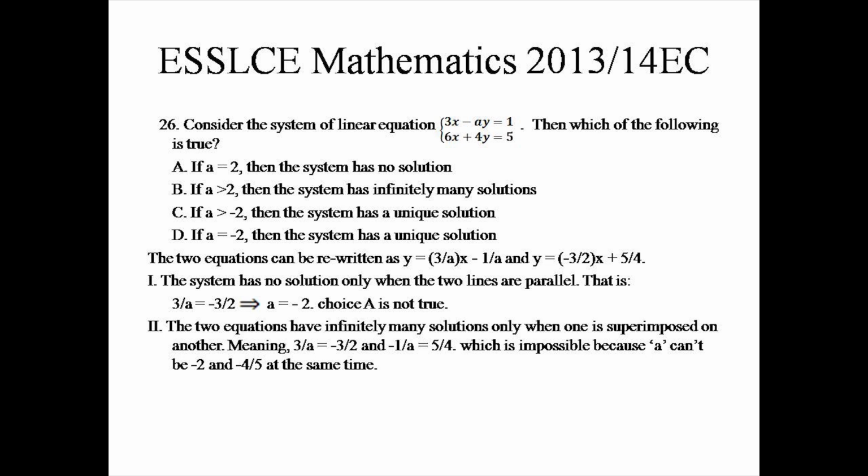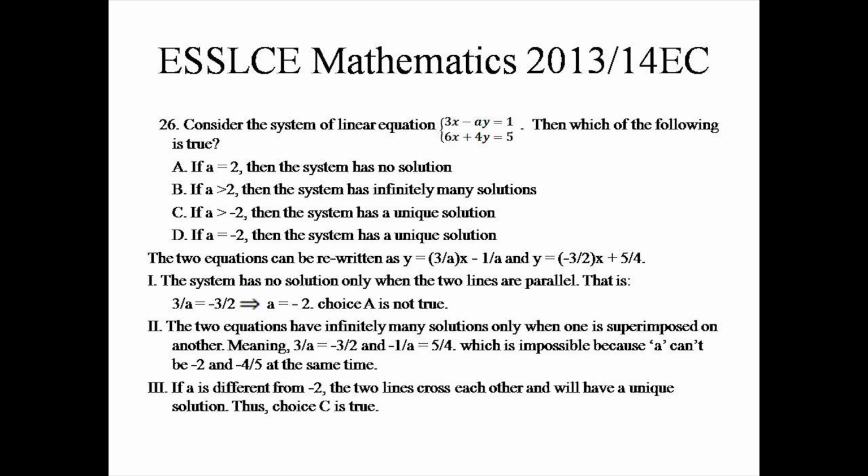That's the slope of the first equation, 3 over 2, is equal to the slope of the second equation, that's negative 3 over 2, and the y-intercept of the first equation, negative 1 over a, is equal to the y-intercept of the second equation, that's 5 over 4, which is impossible because a can't be negative 2 and negative 5 over 4 at the same time. Thus, choice B is not true. Third, if a is different from negative 2, the two lines cross each other at a certain point and we will have a unique solution. Thus, choice C is true, or the correct answer is choice C.